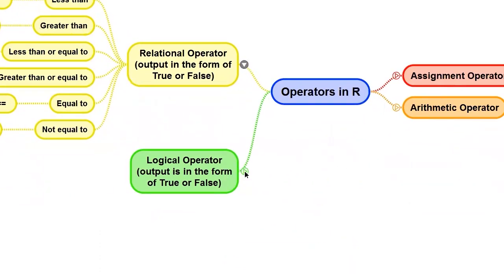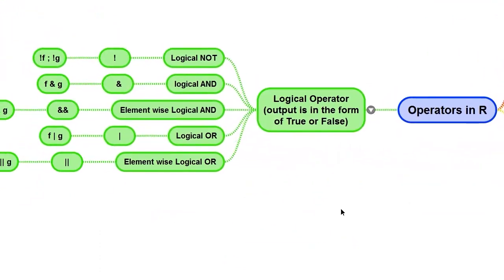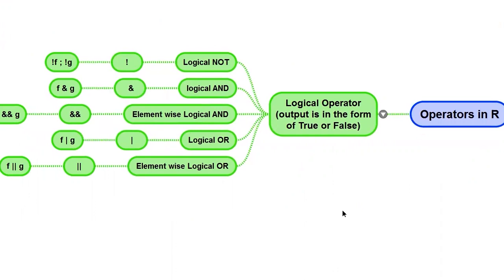And last one we use is logical operators. Logical operators help us find our output using multiple conditions, using logical not or logical and operator, element-wise logical and operator, that is where we are using two ampersand signs, logical or, and element-wise logical or, where we compare the first elements of the vector or any matrix that we are using, and the outcome is in the form of true and false.